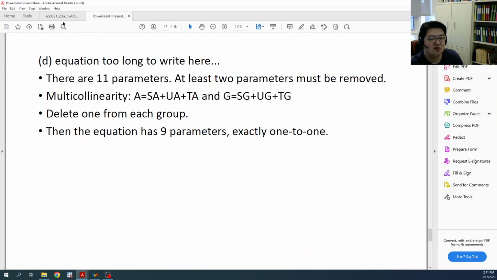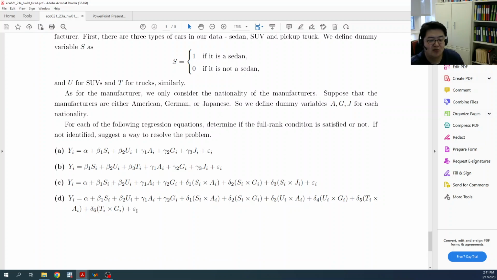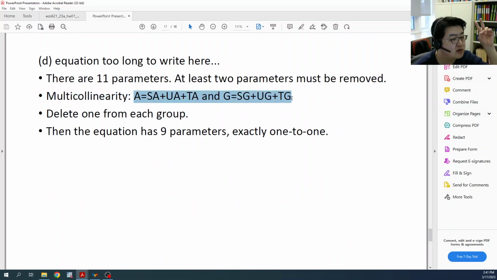Fine. The equation is too long, so let's go back. I'm sorry for the crazy equation. There are 1, 2, 3, 4, 5, 6, 7, 8, 9, 10, 11 parameters. So that means we have 9 groups but 11 parameters. That means there are at least 2 multicollinearity, but there could be more than 2. Let me see. Like SA plus UA plus TA equals A, and SG plus UG plus TG equals G. So these are two multicollinearity. Let me see if that's correct. Yes, there are two multicollinearity you can find.